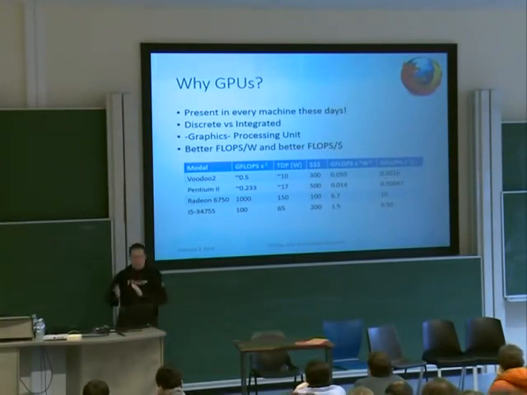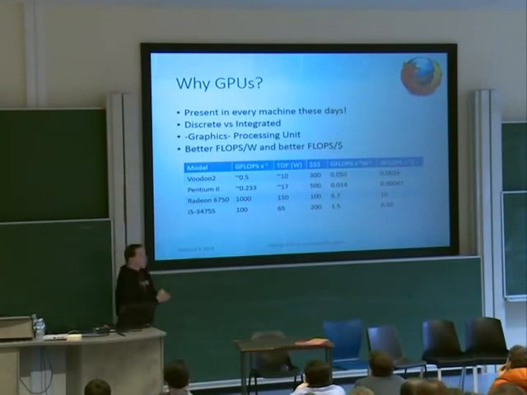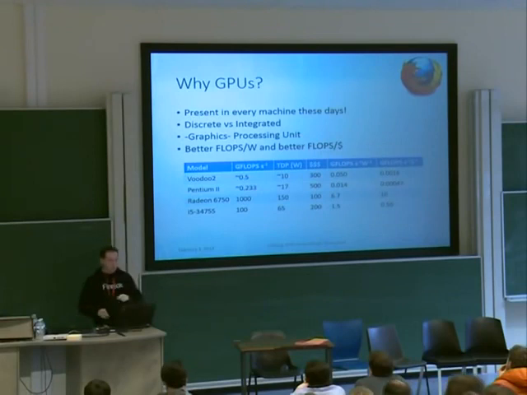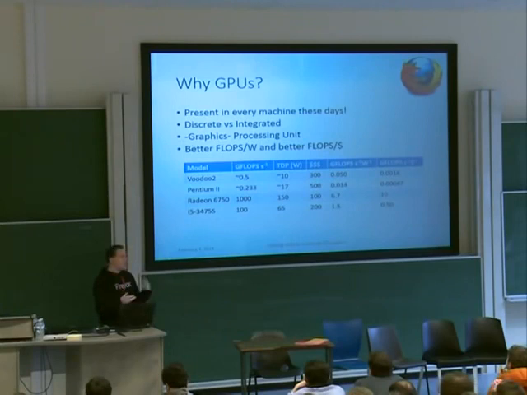Now, why do we want to use them? Well, they are called graphics processing units, so it seems to be sort of an obvious choice for the job. And what they basically do is they give us much better flops, floating point operations, per watt, and much better per dollar. I probably should have made that into euros. Too bad, really.